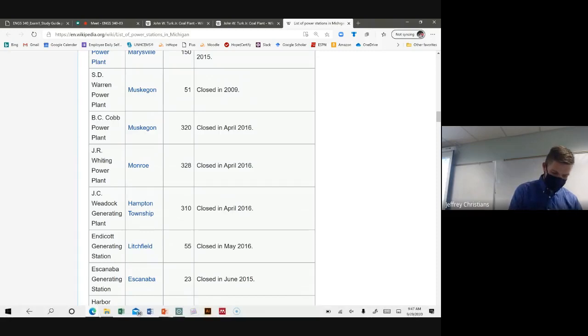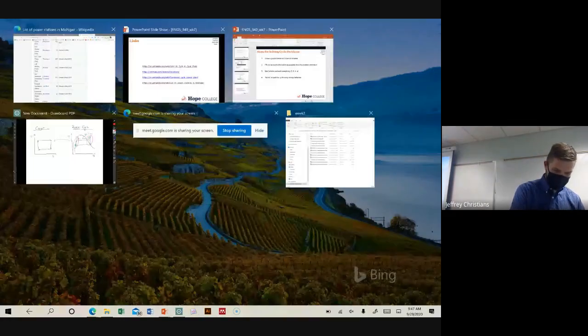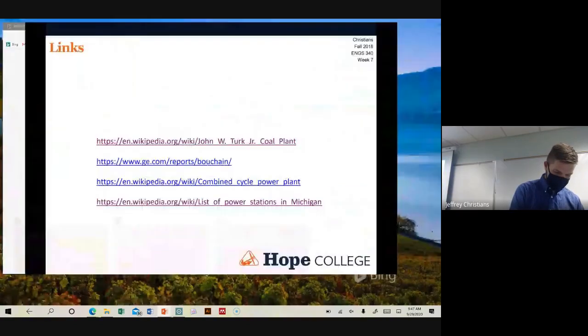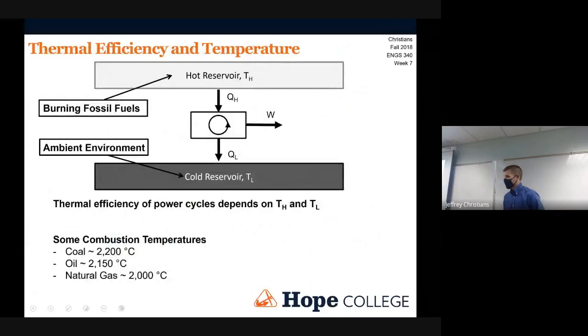All right, let's go back to this. How do we get from 40 up to 62? There are two ways: a lower low temperature or a higher high temperature. Those are the two games in town. So a lower low temperature, that's kind of out of the question because that's set by the surroundings. We don't have control over that. So how do you get from 40 up to 62? You raise T high. You raise the high temperature.